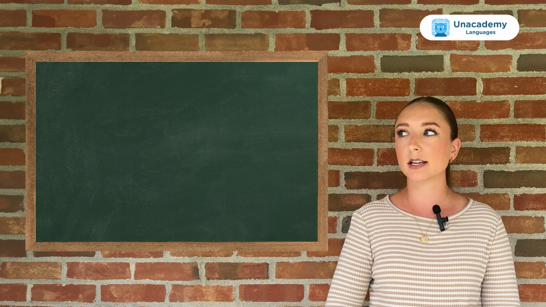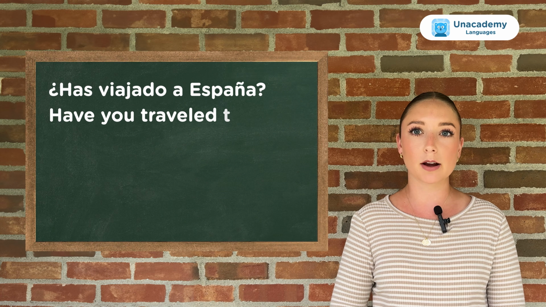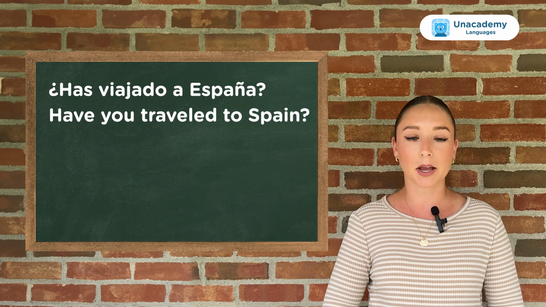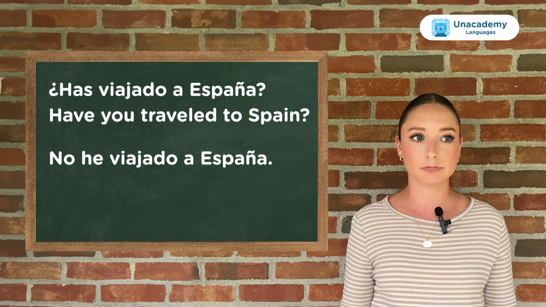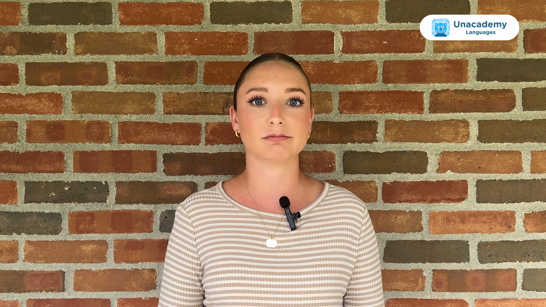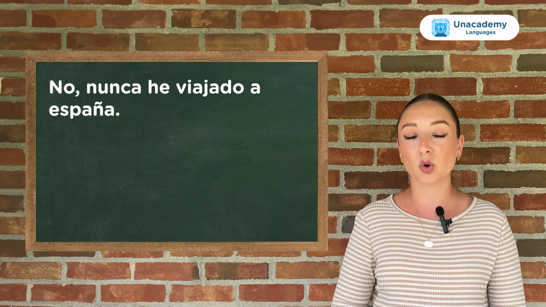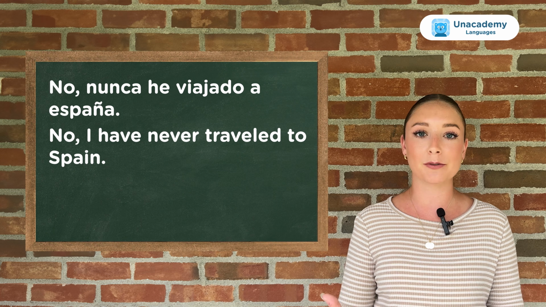Moving forward, if I said, ¿Has viajado a España? Have you traveled to Spain before? And you want to say, no, I haven't. Okay, you could say, no he viajado a España. That is one way you could say it. So if somebody asked me that question, how would I use a double negative to respond? So I would say, no he viajado nunca a España. No, I have never traveled to Spain.